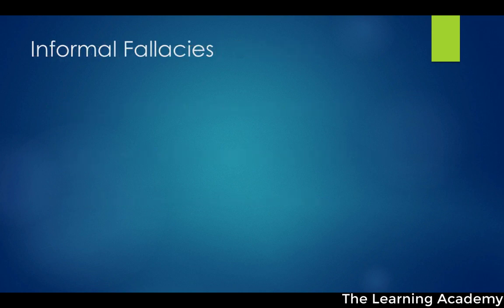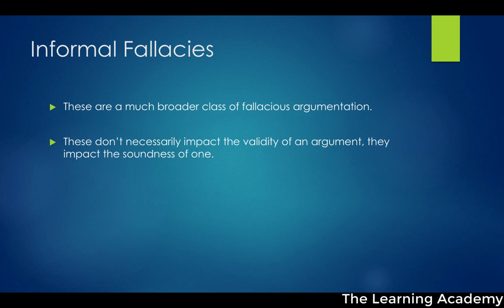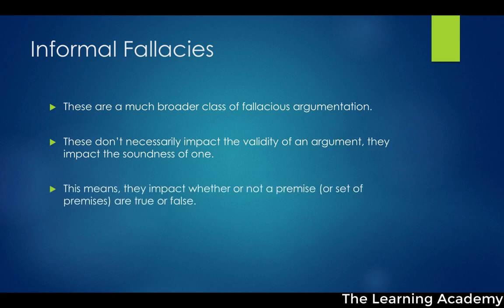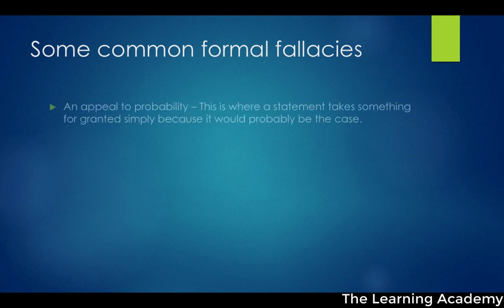On the other hand, as we've just mentioned, informal fallacies are really a much broader class of fallacious argumentation. They don't necessarily impact the validity of an argument. You can have an informal fallacy with an argument that is perfectly valid, but they impact whether or not the argument is sound. So this means that they impact whether the premises or the set of premises are true or false. And as I've already mentioned, we're going to do these fallacies in the next lesson. So let's have a look at some common formal fallacies or some common logical fallacies.